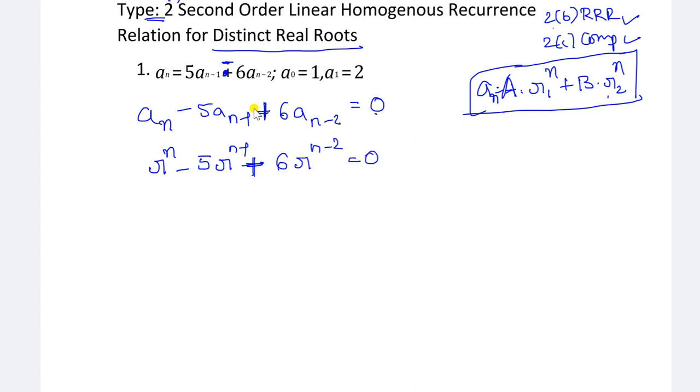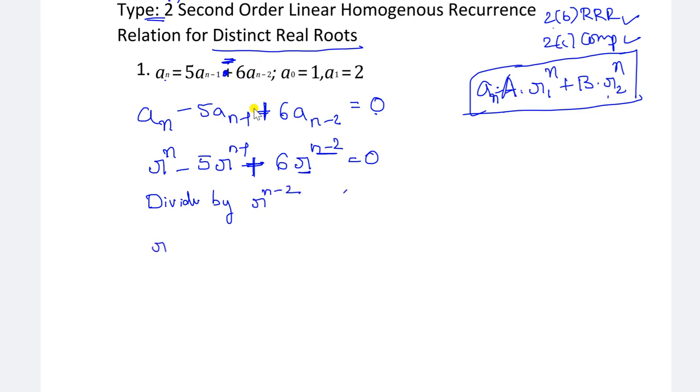Okay, see the small correction: a_n = 5a_{n-1} - 6a_{n-2}, not plus. So now what is the next step? Divide by... what is the smallest power here? That is r to the power of n minus 2. Here the powers n, n minus 1 and n minus 2 are there. Among these three, what is the smallest one? This part. So divide by r to the power of n minus 2 on both sides.